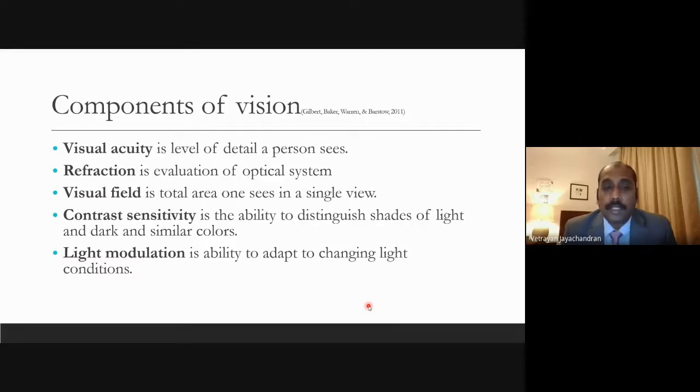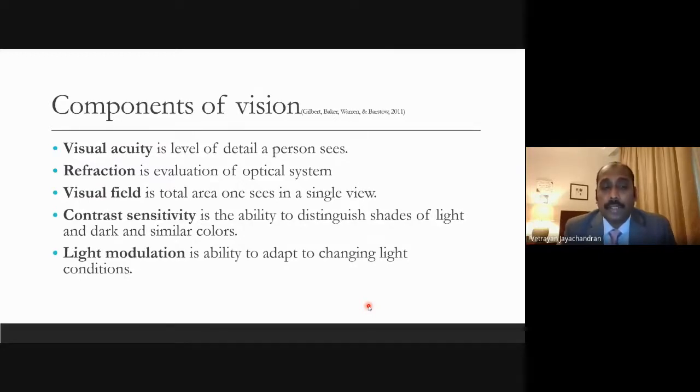Next is contrast sensitivity. It is the ability to distinguish different shades, like light and dark contrast, present in similar colors. For example, if they give you blue and blue, you can see the difference between the two blues. If you have this ability, then your contrast sensitivity is good. Suppose you have difficulty differentiating these two colors or two contrasts, then it means you have some contrast sensitivity problems.